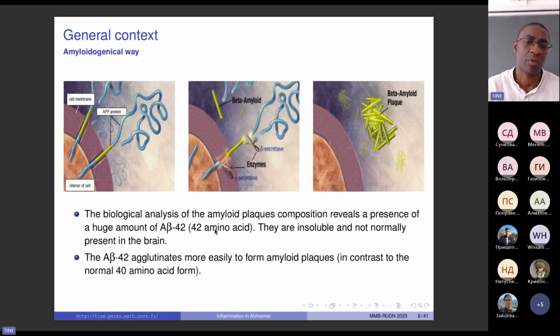If it contains more than 40 amino acids, this part is not at all dissolved in the cerebrospinal fluid. This is why it is not dissolved and has the ability to aggregate other proteins and, in the end, form what we call beta amyloid plaque.